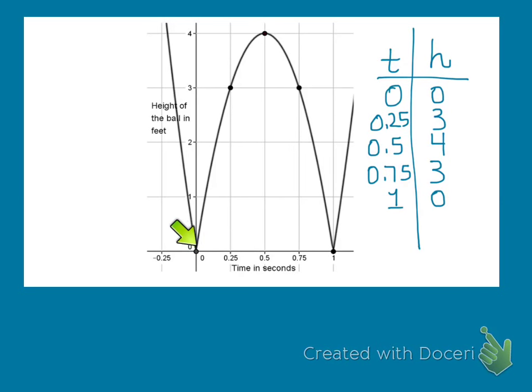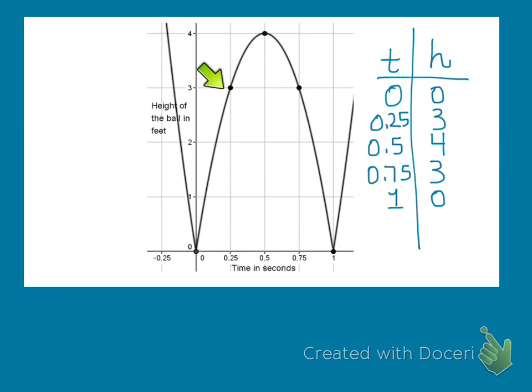So what I've done here is recorded a table of values. I'm going to call this function h for height. So if I put in different values for t between 0 and 1 second, I've got 0, quarter second, half a second, 3/4 of a second, and 1. These are the outputs. So at 1/4 of a second, the ball is at 3 feet. At half a second, the ball is at 4 feet. At 0.75 seconds, the ball is at 3 feet again.